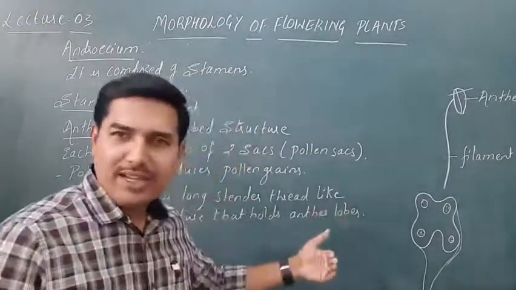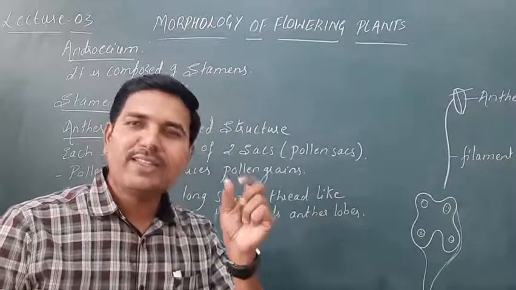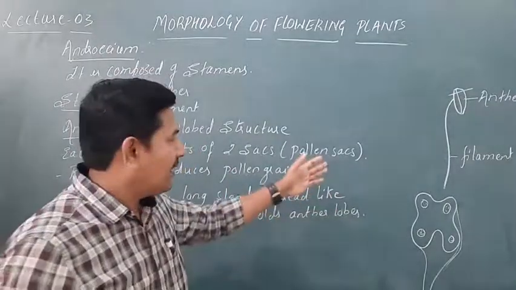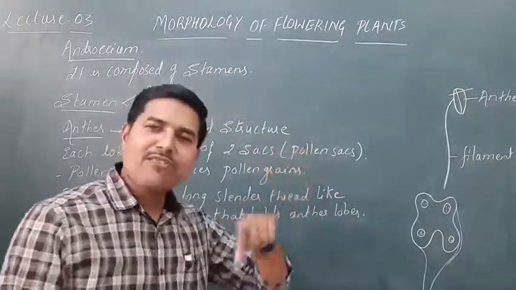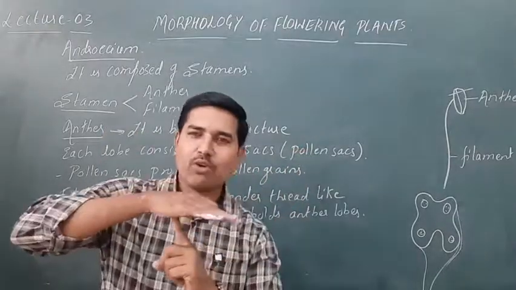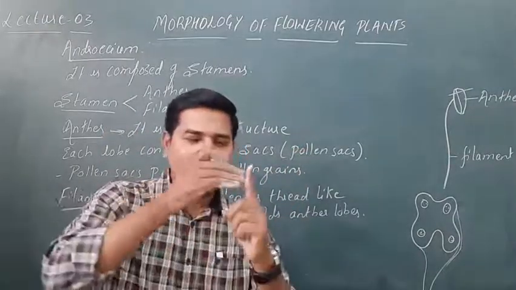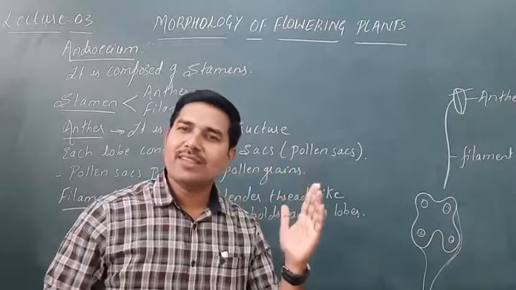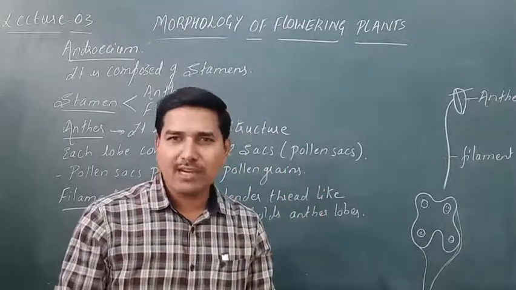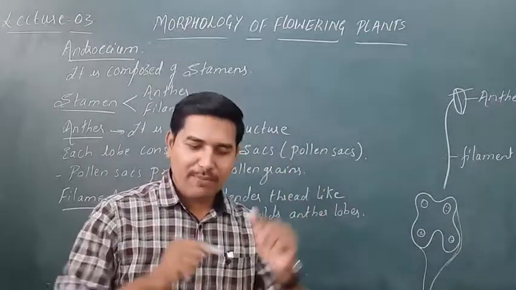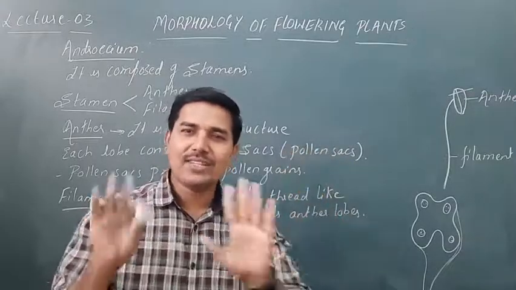Here we call it long, and slender means thin, a thread-like structure. What is that? It is the filament. What is the function of the filament? It just holds the anther lobe. It helps hold the anther lobe on top, and at the base it is attached to the thalamus, or it might be attached to the petals also. It can be attached anywhere, but both ends are attached. It just holds the anther lobe.